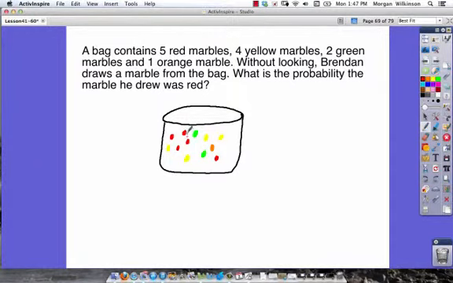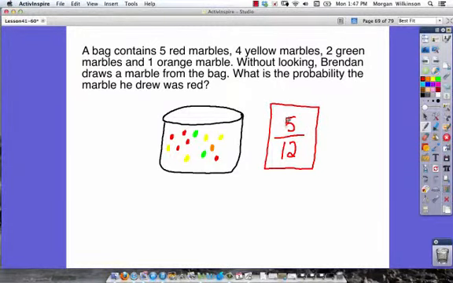So, we want to figure out how many times we could have a red, and we can see that there's 5 reds. So, the number of ways the event can occur is 5. And then the total number of things that we could have happen, well, we have 5 red, 4 yellow, 2 green, and 1 orange. If we look at how many total marbles we have, 1, 2, 3, 4, 5, 6, 7, 8, 9, 10, 11, and 12. We've got a total of 12 marbles. So the probability that he draws a red is going to be 5 out of 12.